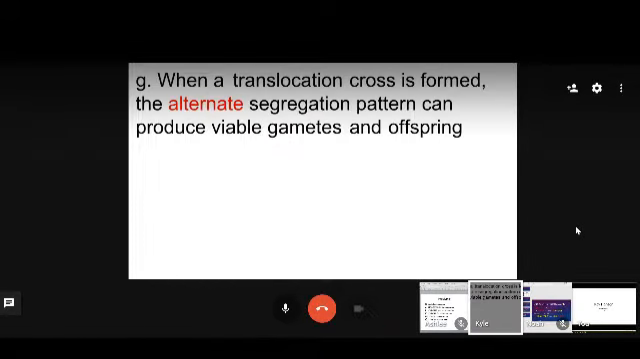And G, when a translocation cross is formed, the alternate segregation pattern can produce viable gametes and offspring. And the adjacent 1 and 2 segregation patterns do not produce viable gametes and offspring. All right, that is all of questions 1 and 2.